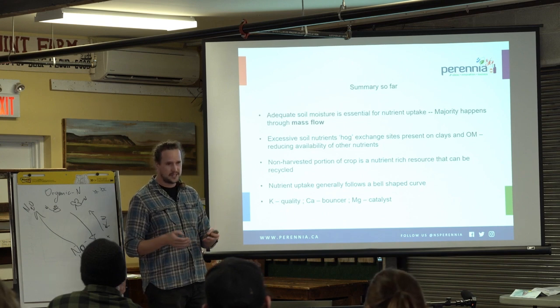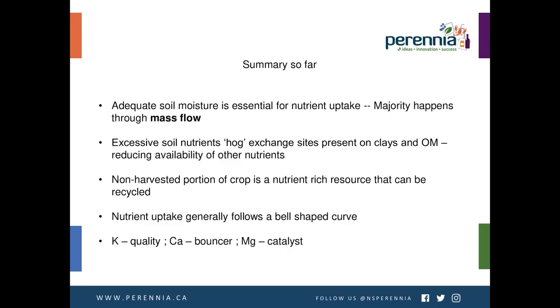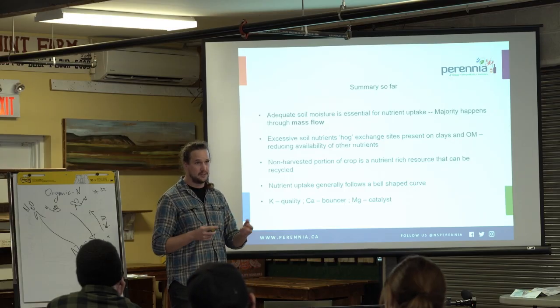Okay, so to summarize so far, adequate soil moisture is essential for nutrient uptake. The majority happens through mass flow. Excessive soil nutrients hog exchange sites present in clays and organic matter, reducing availability of other nutrients. The non-harvested portion of your crop is a nutrient-rich resource that can be recycled. Nutrient uptake generally follows a bell-shaped curve, as the example I had with the broccoli shows. Potassium is about quality, calcium acts as a bouncer in your system, and magnesium is a cofactor catalyst.